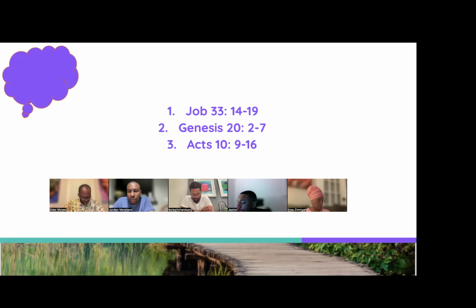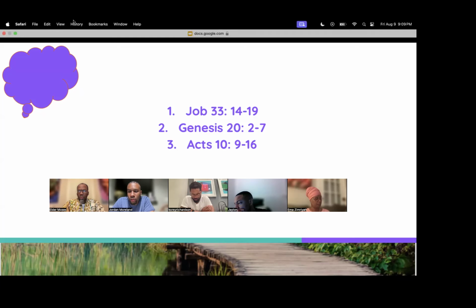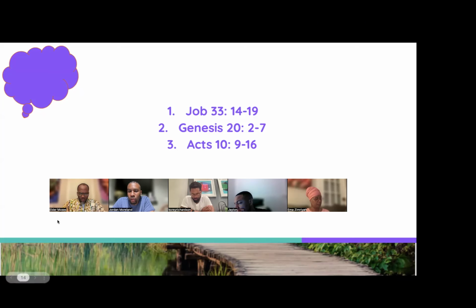And God said to him in a dream, yes, I know that you did this in the integrity of your heart, for I also withheld you from sinning against me. Therefore, I did not let you touch her. Now, therefore, restore the man's wife, for he is a prophet, and he will pray for you, and you shall live. But if you do not restore her, know that you shall surely die, you and all who are yours. Oh, so he made that real clear.